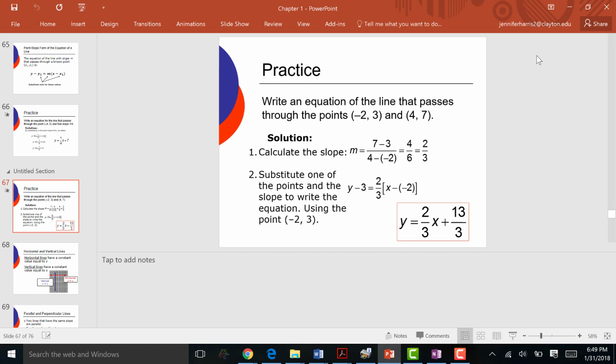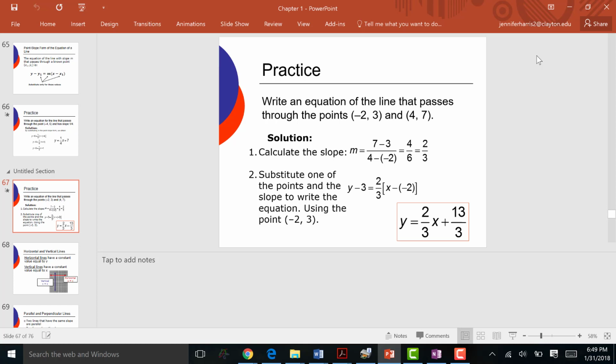All right, so here's my formula, m. Keep up with your negative signs. So in the place of y2, I put a 7 minus 3 over 4 minus negative 2. You okay with that? That's what they have on the slide. So what's 7 minus 3? 4. What do I do with these negatives here on the bottom of this fraction? Add them. So that's going to be 4 plus 2, which is 6.